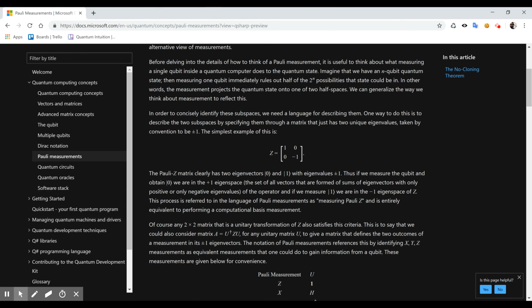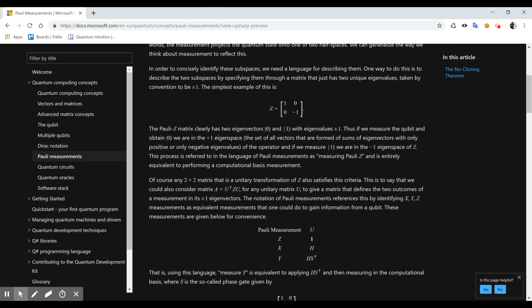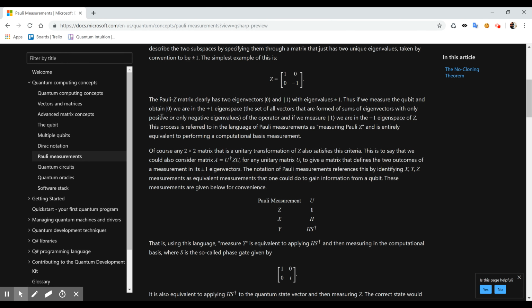One way of doing this is through a matrix with just 2 unique eigenvalues, taken by convention to be plus or minus 1. So that would be the Z. The Z matrix has 2 eigenvectors, blah, blah, blah. We measure the qubit in the computational basis. Thus, if we measure the qubit and obtain 0, we are in the plus 1 eigenstate, the eigenspace of Z, the set of all vectors formed of sums of eigenvectors with only positive or only negative eigenvalues of the operator.